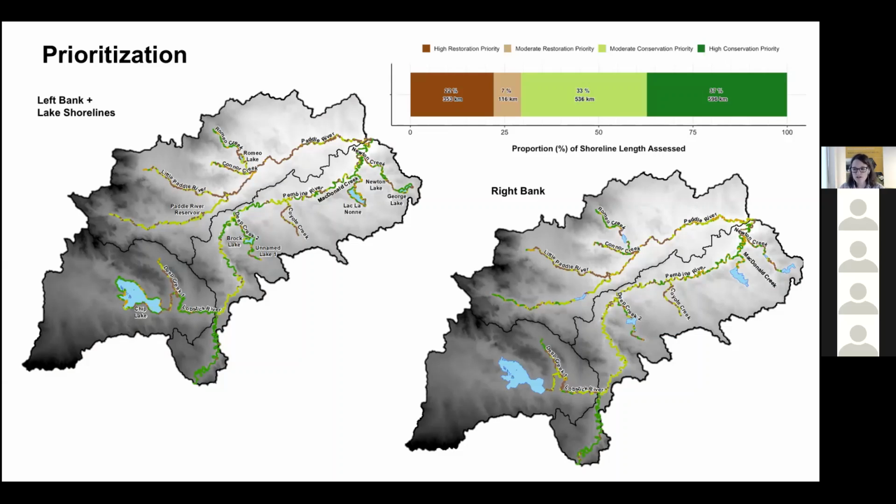So all of this data provides a really important baseline that we can use to track the condition, the change in condition through time. And it also provides really important information that stakeholders can start to use to inform discussions around management targets. So setting targets for conservation or restoration, or setting targets for length of shoreline that we want to be in certain intactness categories, which then allows us to take on-the-ground specific action to realize those various goals.